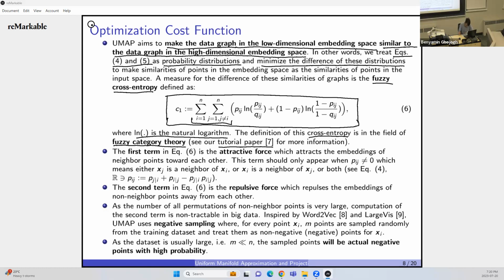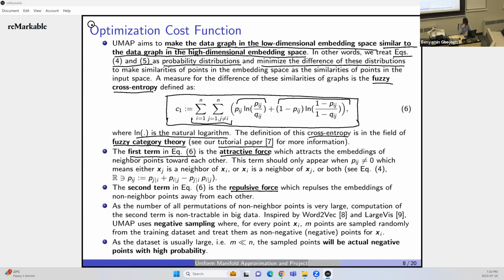Okay, now let's discuss this cost function. The first term in equation 6 is the attractive force, and the second term is the repulsive force. What does it mean? The first term tries to attract similar points to each other in the embedding space, but the second term, which is the repulsive force, pushes away the dissimilar points in the embedding space.